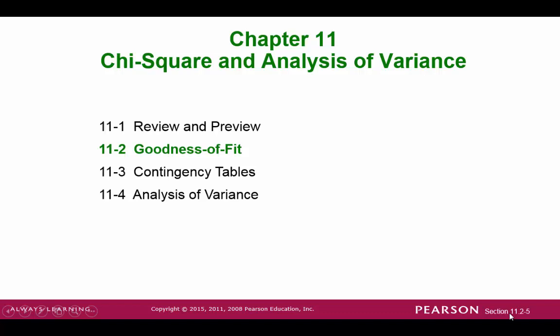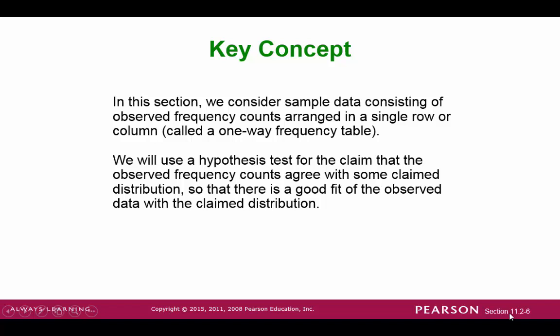Section 11-2, Goodness of Fit. The idea behind this section is to consider frequencies of some categorical variable. We will be looking at one-way frequency tables, and it's very similar to the frequency tables that created our histograms way back in Chapter 2. But our categories are nominal variable categories. They're categories that are non-numeric.